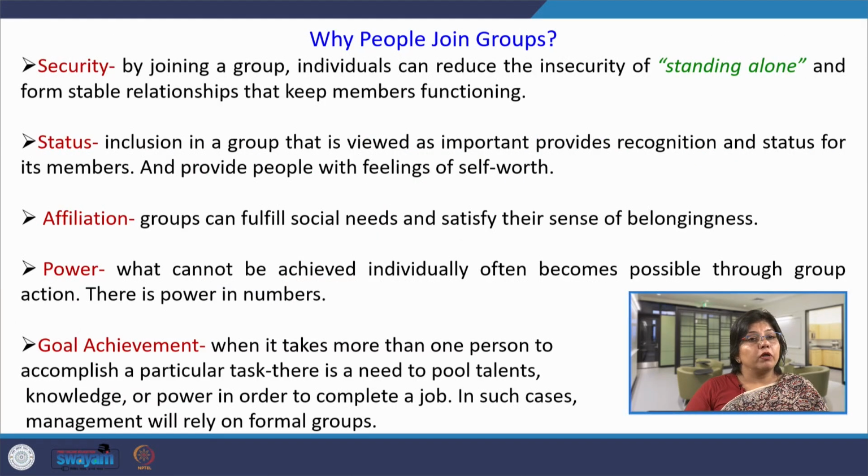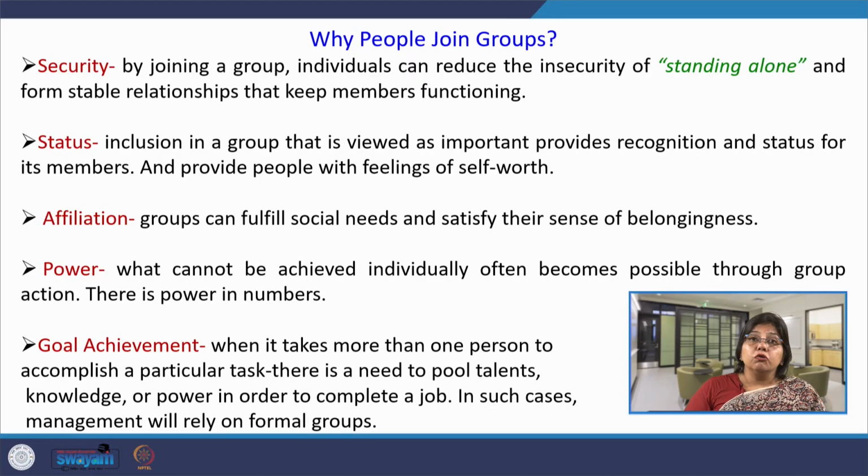So, the first important question to ask each other is, why do we join groups? Why do people join groups? There has to be some reason. So, the first is security. Every human being, he or she, is a social animal. They want to have some kind of psychological safety and security to protect themselves from the external threat, and they want to have that support and protection from external threats and dangers. So, by joining groups, individuals can reduce the insecurity of standing alone and form stable relationships that keep members functioning. That means there is a sense of belongingness among members and that keeps them functioning.